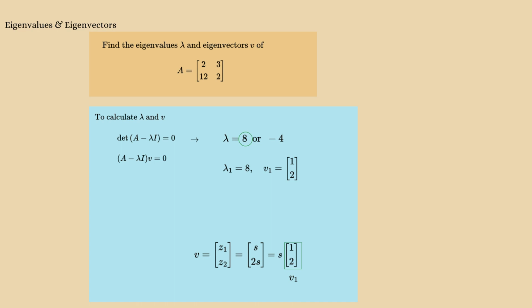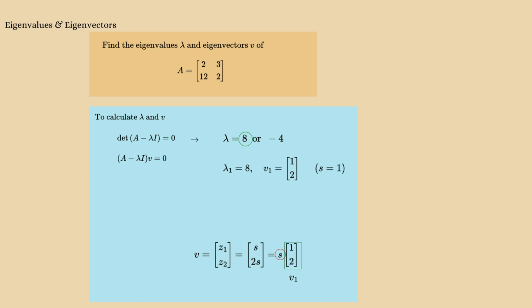The first point is that there is actually a correspondence between lambda and v. So for example, in our case, if lambda equals 8, our v is equal to [1, 2]. And you can expect that when your lambda equals negative 4, your v will be different. The second point is that I was actually cheating a little bit. The reason we got our v1 to be equal to [1, 2] is because we set our parameter s to be equal to 1.